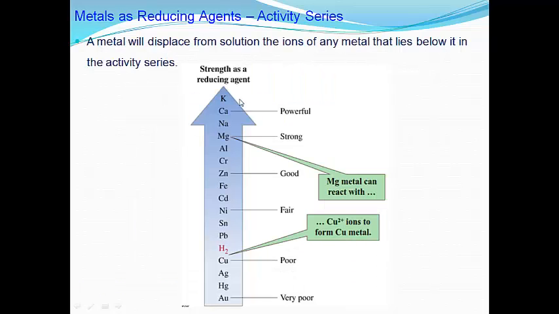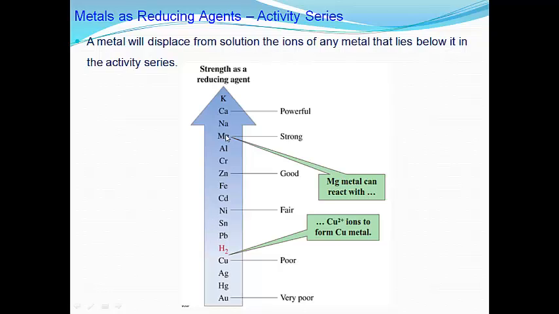Alright, so when we go back to our activity series, we see that magnesium is higher in the activity series than copper. In fact, copper is below H2. Copper is in fact a poor reducing agent. That is to say that copper 2+ is likely to be displaced from solution if it reacts with a species that is higher than it in the activity series.